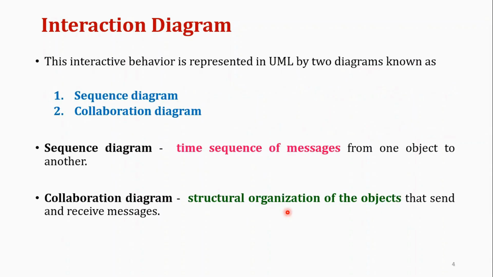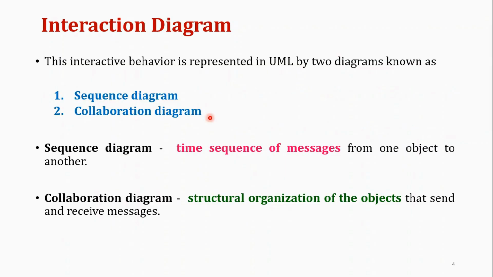Coming to the interaction diagram, we have two major categories. The first one is the sequence diagram and the second is the collaboration diagram. The sequence diagram focuses on the time sequence of the messages between the objects. And the collaboration diagram is the structural organization of the objects that are sending and receiving the messages.